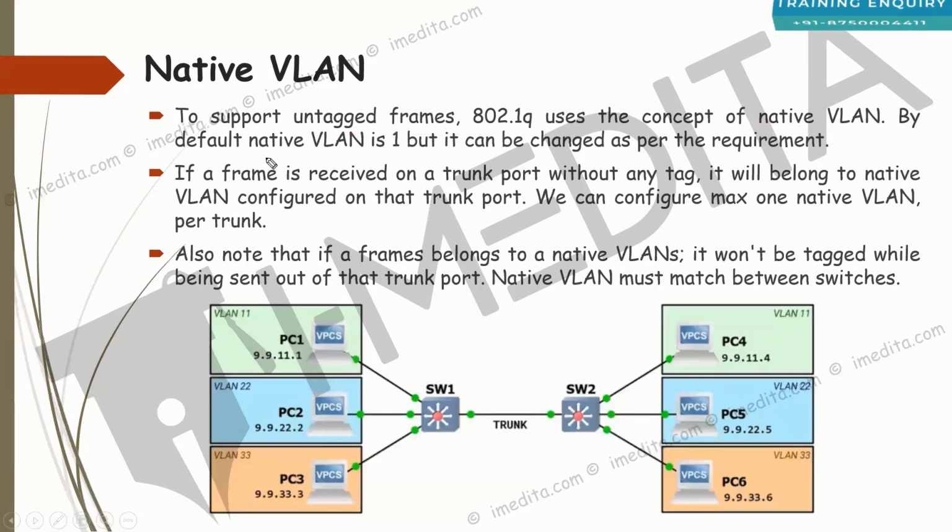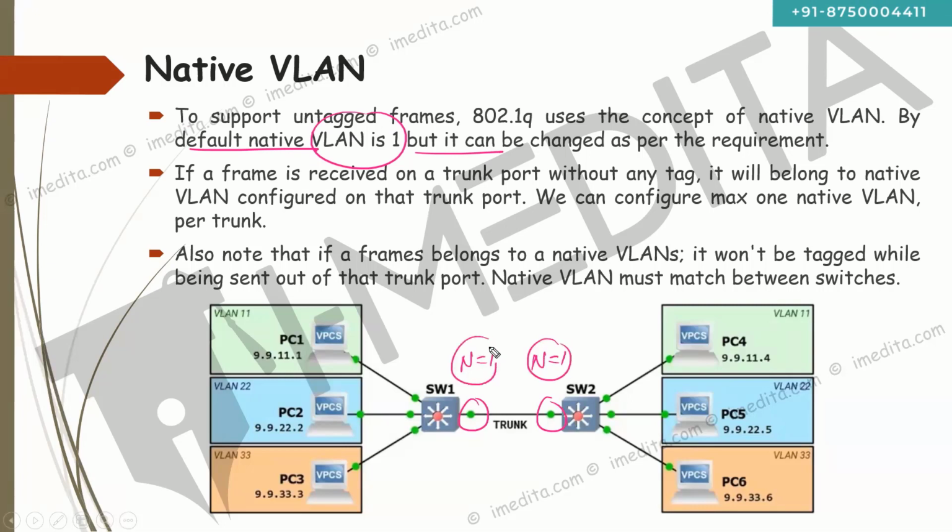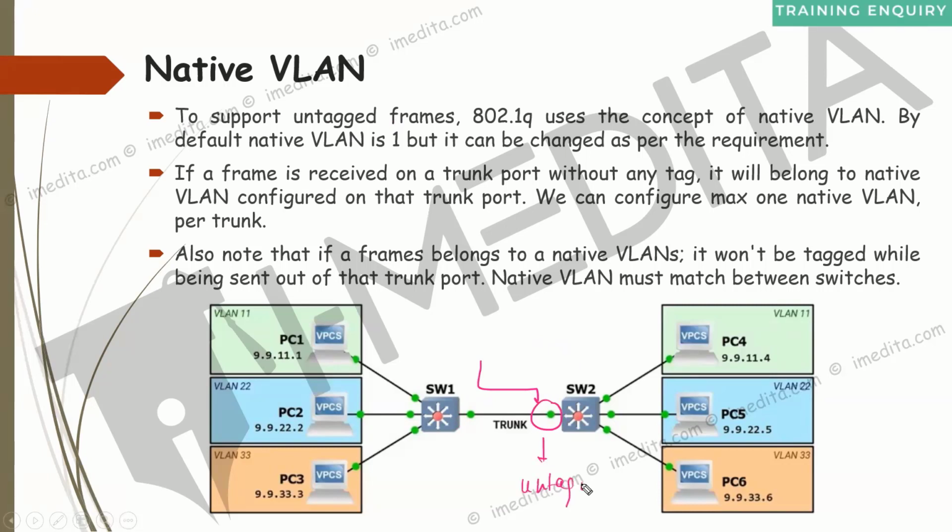.1q uses the concept of native VLAN. By default, the native VLAN is 1, which can be changed as per the requirement. So if I receive an untagged frame here, the frame will belong to the native VLAN, which is by default 1. So the traffic will be forwarded to the users in VLAN 1. If the traffic is not having any tag, it will be assumed that the data belongs to the native VLAN. Whatever VLAN is configured as the native VLAN, data will be forwarded there.